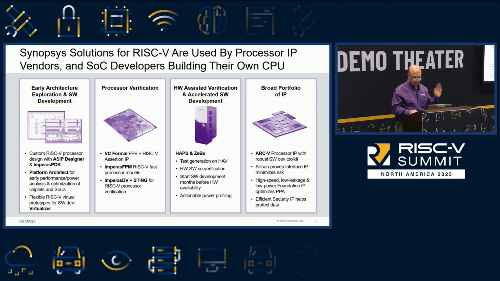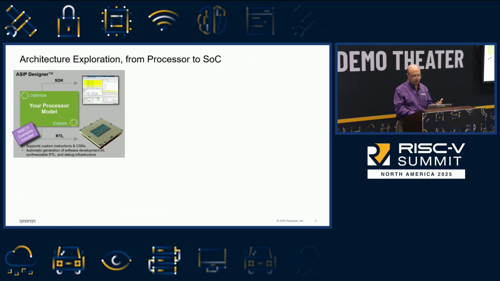So let's go into a bit more detail on all of these, starting with the architecture exploration tools, moving from processor to SoC. The first one here is ASIP Designer. ASIP Designer is a language-based tool where you describe your processor model, and then you can generate the RTL for implementation, but you can also generate the SDK, the software development kit, providing your tool chain.